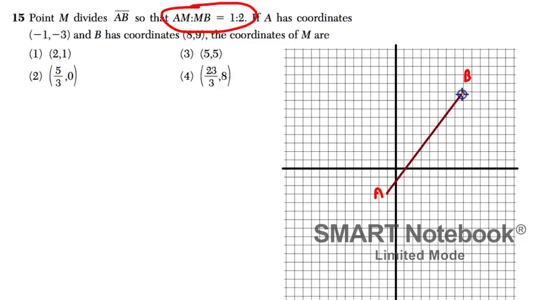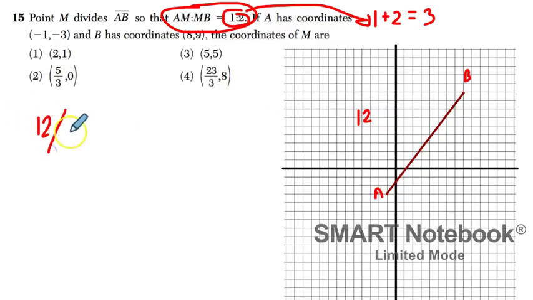Like that. I want one part on one side of M and 2 on the other. So that's going to be 1 plus 2, or 3 total parts. I'm going to count my vertical change. It's 1, 2, 3, 4, 5, 6, 7, 8, 9, 10, 11, 12. So that vertical change, I want to divide it into 3 equal parts, meaning each part is going to have a vertical change of 4.